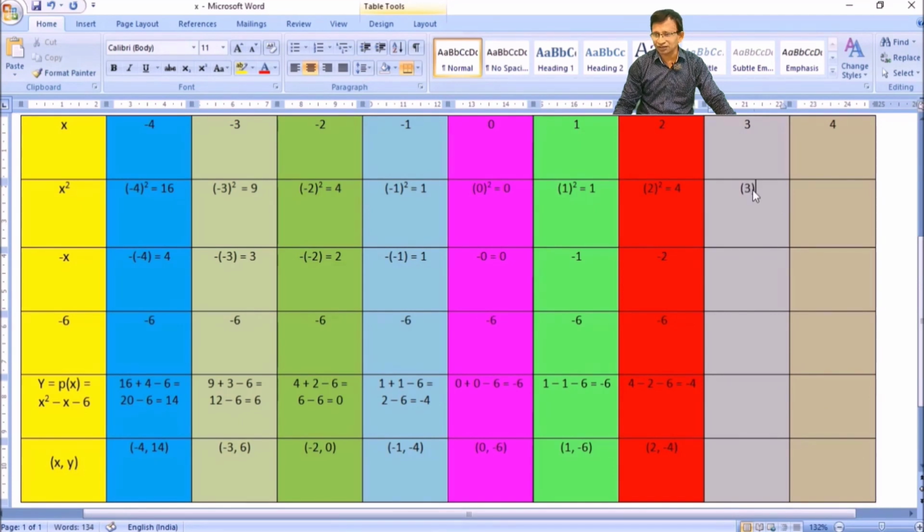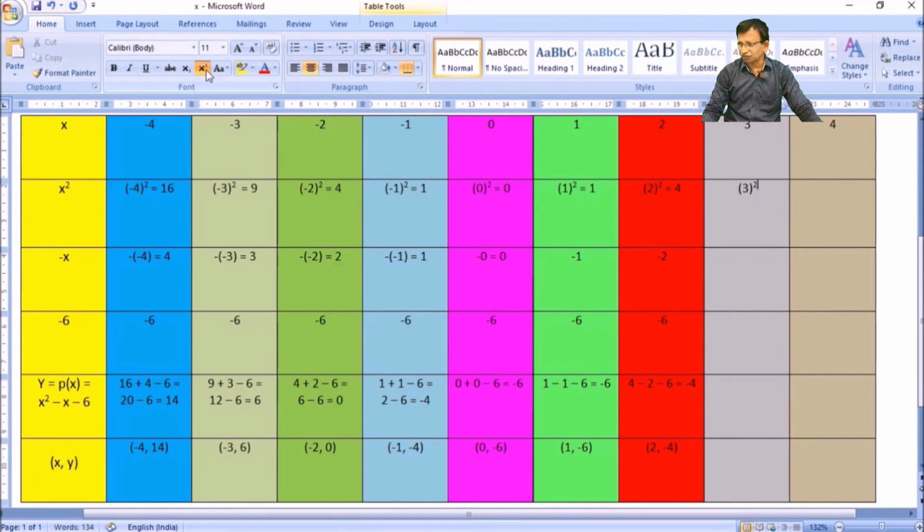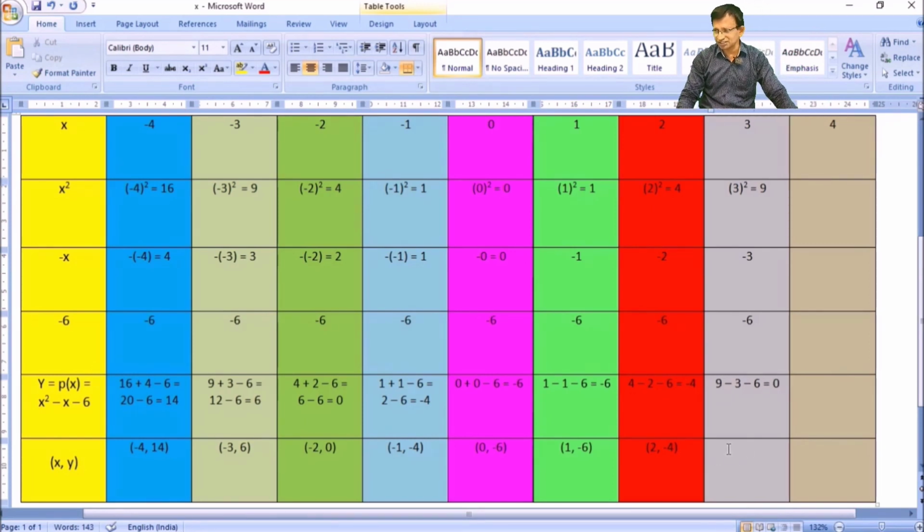Come to the ninth column. If x equals 3, then x squared is equal to 3 whole squared, which is equal to 9, and minus x equals minus 3, and the third term is minus 6. By adding these three terms, 9 minus 3 minus 6, that is equal to 6 minus 6, which is equal to 0, and the point is (3, 0).